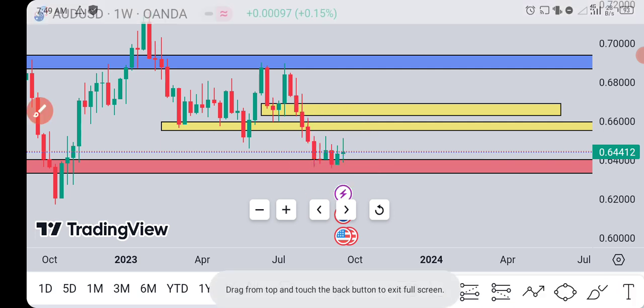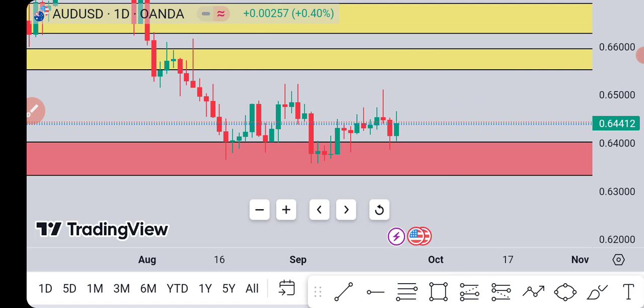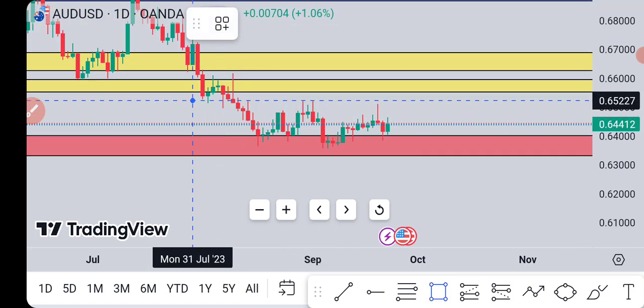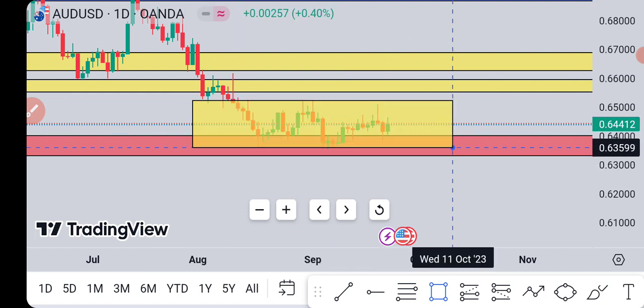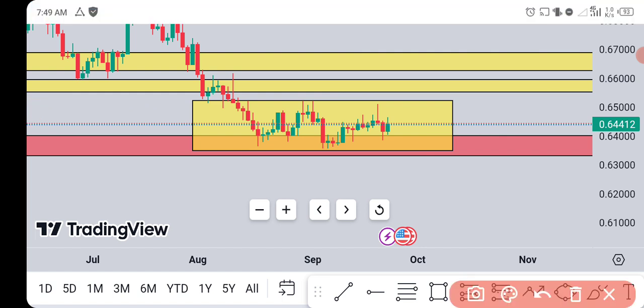So let me go to my daily time frame and see what I have. This is the daily time frame. The daily time frame is just in a range. If I decide to box the range, this is the box I'm going to have. So the daily time frame is just in a range, just consolidating.